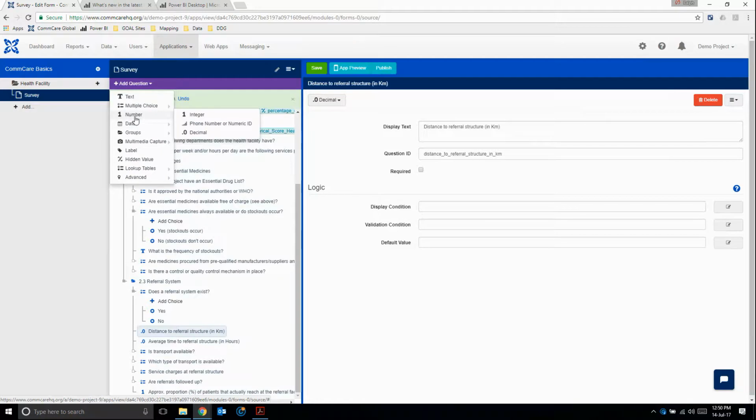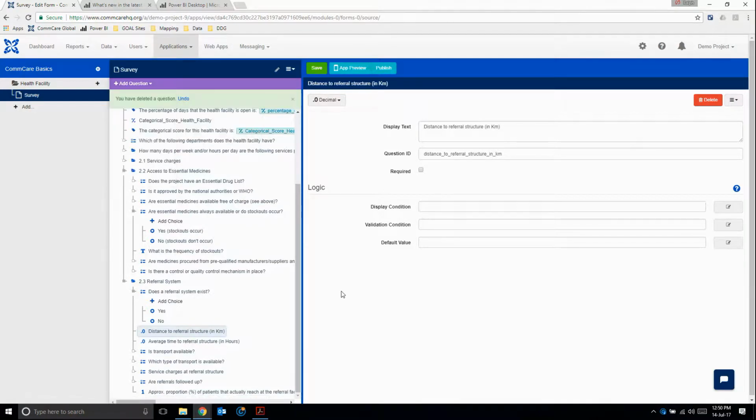That's a numeric. But I'm going to allow them to enter decimals because, you know, it might be half a kilometer and your enumerator will have to enter 0.5. And notice that I didn't make it required, as opposed to all the other questions, which are required. And again, that is because it's a numeric question, so if they don't know, for whatever reason, the mobile worker should be able to skip instead of just entering some random data.